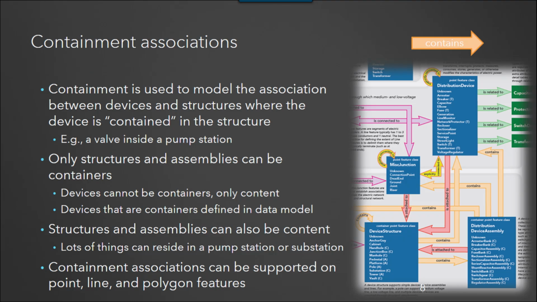Devices cannot be containers. They can only be content, okay? Structures and assemblies themselves can also be content inside a containment association. And containment is supported on point, line, and polygon features. Polygon features being the substation boundary that Tom showed. Okay, so for a point, maybe you choose to have your pump station just represented as a point rather than a polygon. It's your choice. For linear things, this would be like a trench or a duct bank or something underneath the ground.